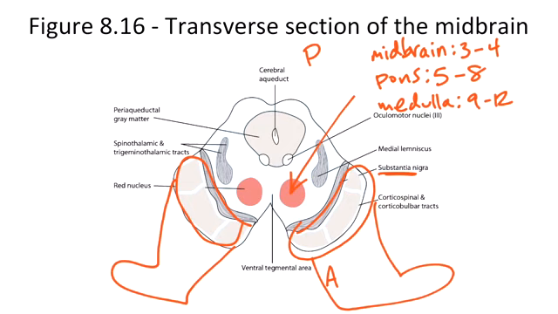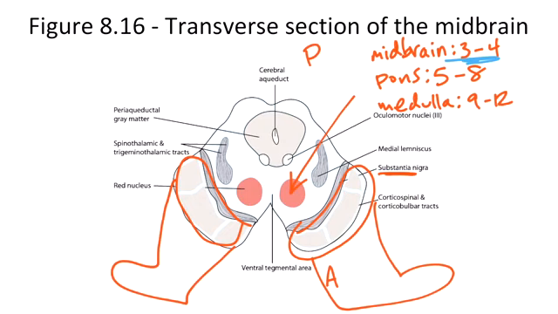So in this case, we're looking at a section of the midbrain, so we should expect the nuclei of cranial nerves 3 and 4 to be present here. I find it helpful to keep in mind that most of the cranial nerve nuclei are directly adjacent to the cerebral aqueduct or fourth ventricle.